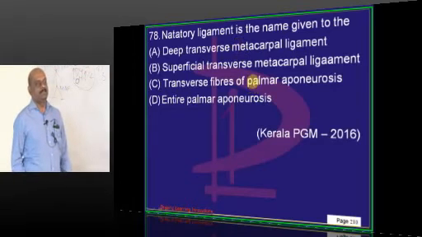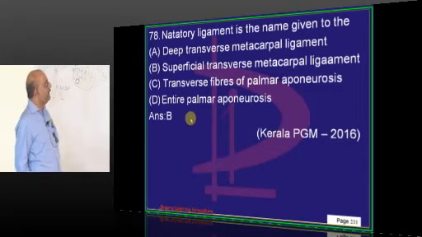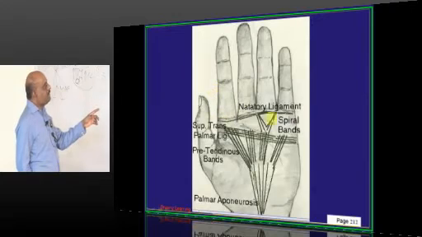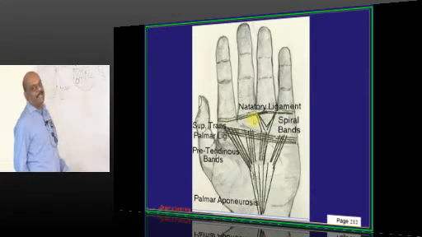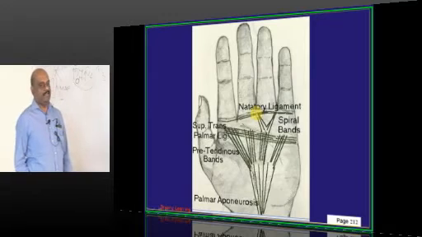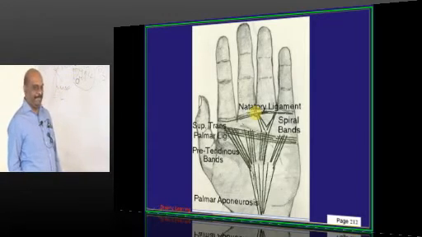Natatory ligament. Illogical. It is the superficial transverse metacarpal ligament that is basically called the natatory ligament. Don't cry over this kind of wrongs. This happens.